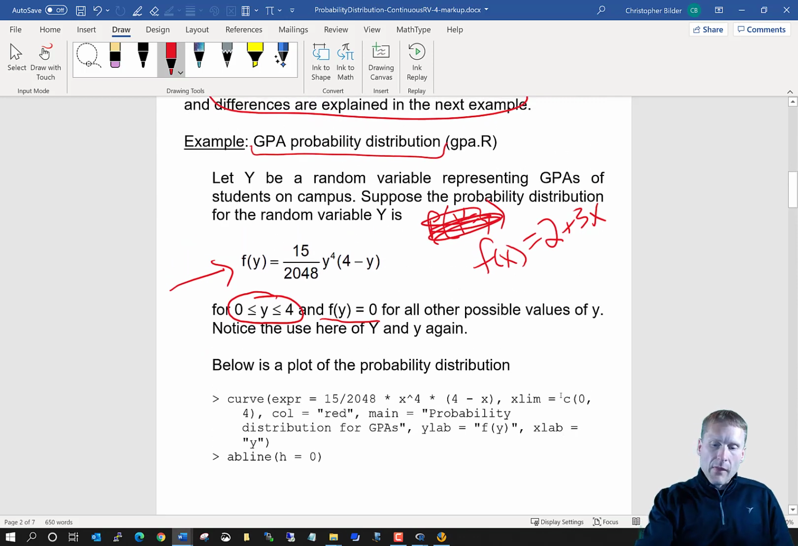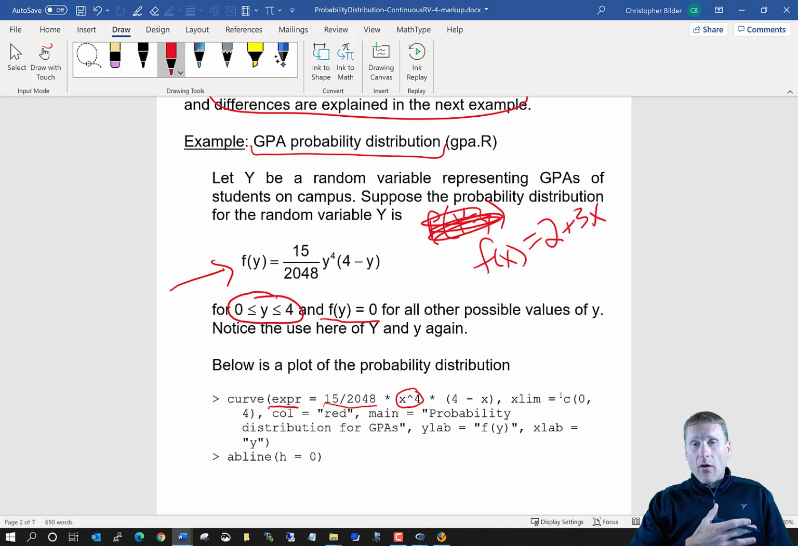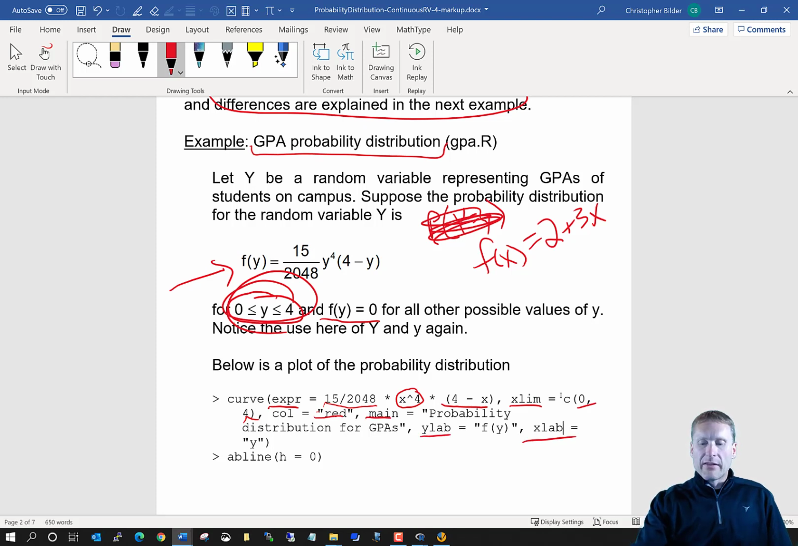Again, I'm going to use expr: 15 divided by 2048 times, and R requires that you always write this in terms of x. In other words, we're saying, what values go on the x-axis? While we're dealing with a letter called y, it's still going to mean the same thing to us. It's going on the x-axis. Then times 4 minus x. And I want to draw this between 0 and 4 because that's our limits. Color is going to be red. I'm going to put a title on my plot, a y-axis label, and an x-axis label.